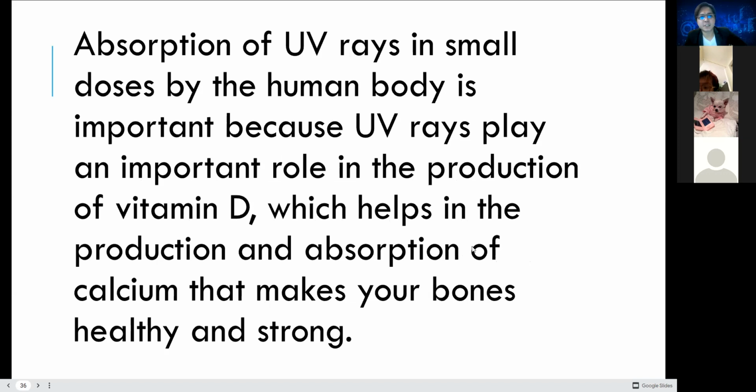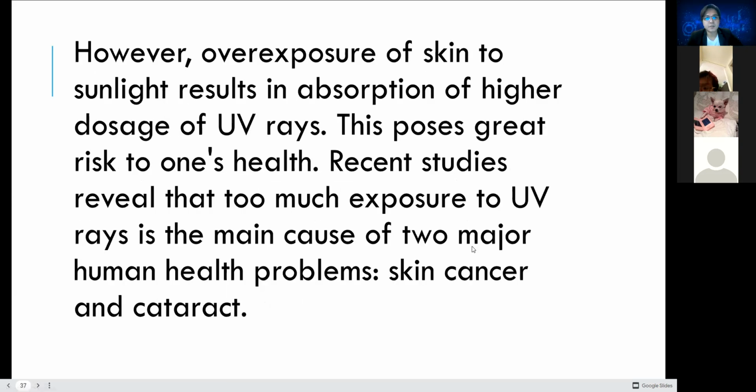Absorption of UV rays in small doses by the human body is important because UV rays play an important role in the production of vitamin D, which helps in the production and absorption of calcium that makes your bones healthy and strong. That's the reason. However, take note, overexposure of skin to sunlight results in the absorption of higher dosages of UV rays. This poses great risks to one's health.